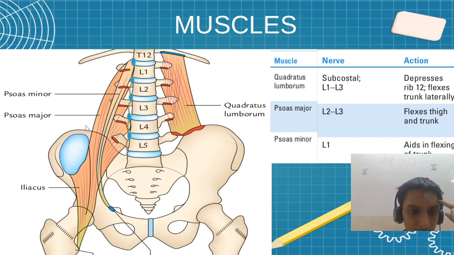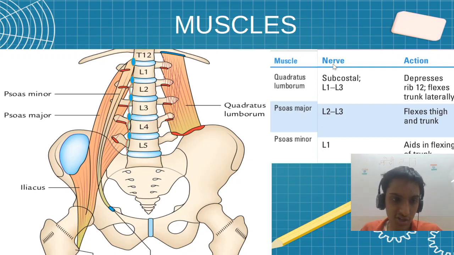Okay. Now quadratus lumborum, that's the last one. Actually it is L3 to L5 origin, L3 to L5 insertion into the iliac crest over here. Okay. Supplied by subcostal L1, L3. Okay. Sorry, actually psoas major is L2, L3. I told this one. But this is the quadratus lumborum. Subcostal L1, L3. That's the nerve supply. Okay. So these are the muscles of the posterior abdominal wall.